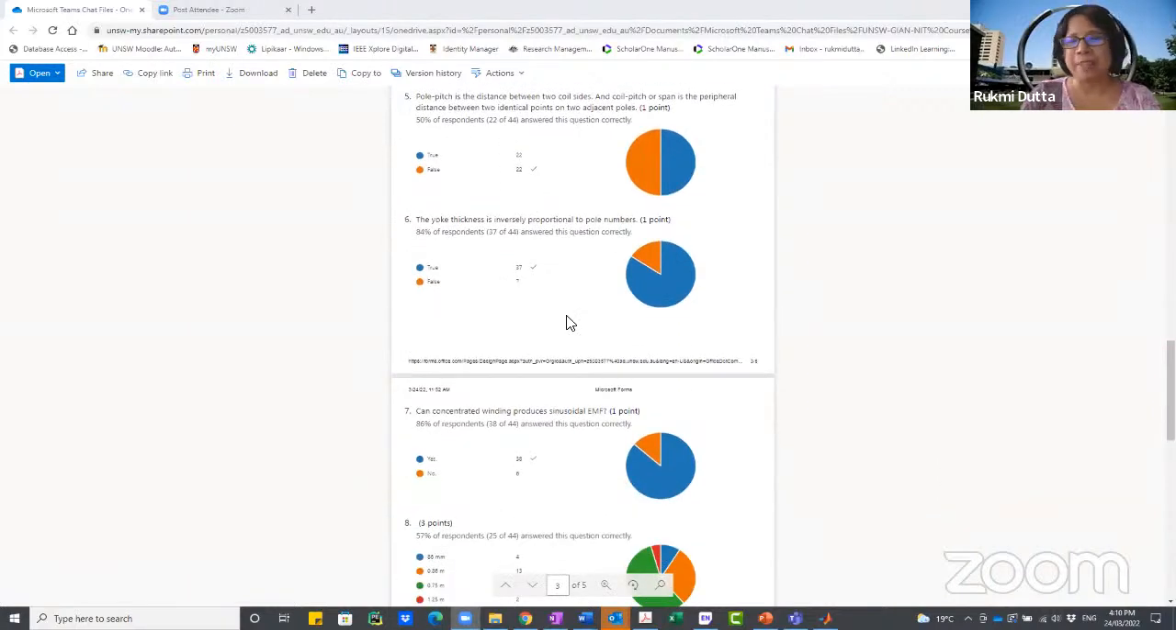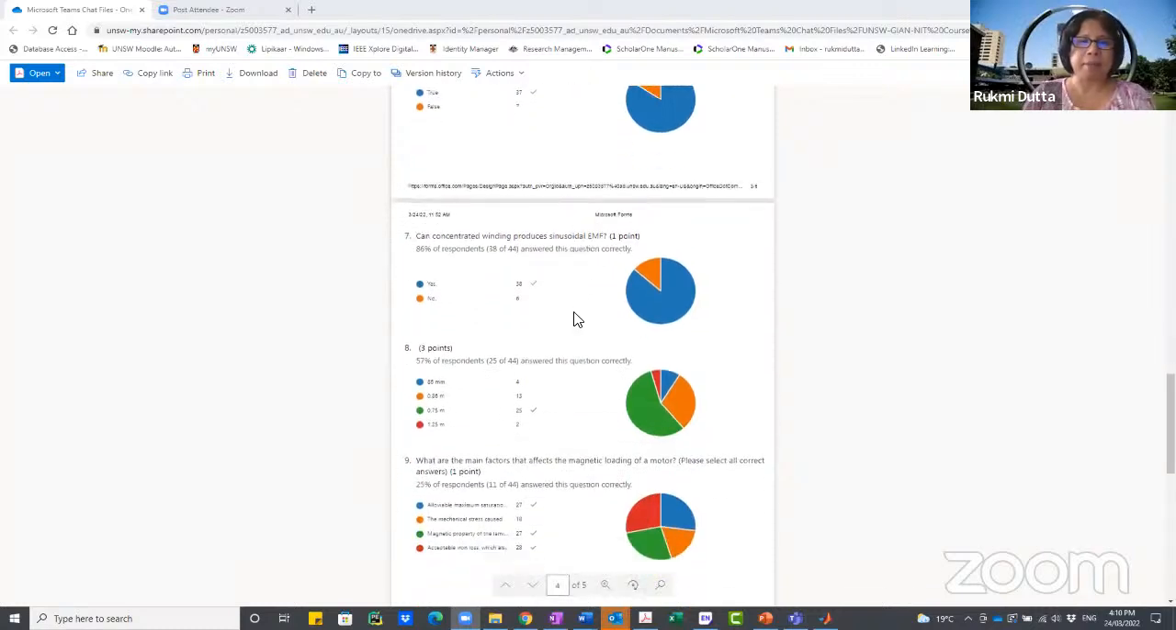After that, we talked about how the magnetic pole number influences the thickness of the yoke. And it looks like the majority of you got it correct. The yoke thickness is inversely proportional to pole number. As the pole number increases, the yoke can become thinner and thinner.